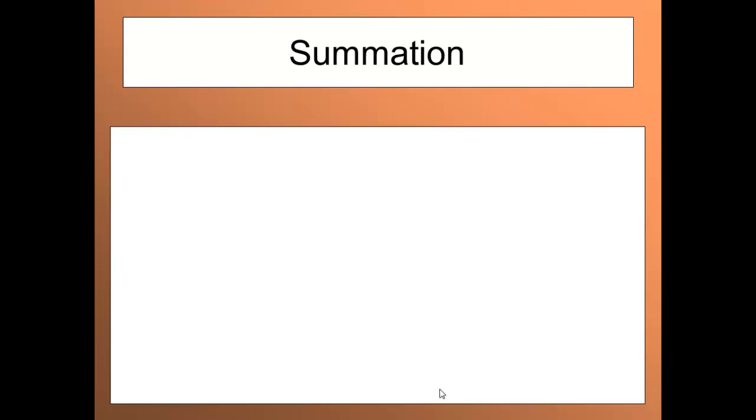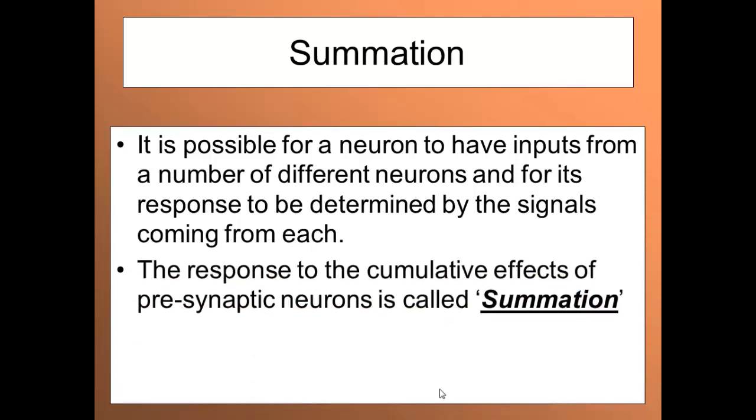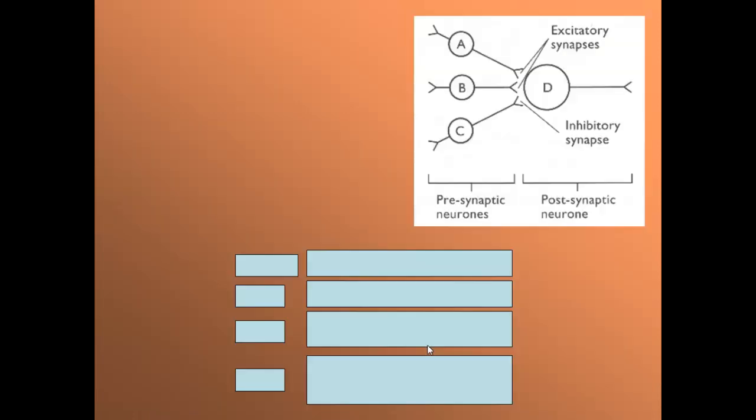Well, on to summation then. Now, it's possible for a neuron to have inputs from a number of different neurons. This is one of the great advantages of having synapses, and therefore the response in this postsynaptic neuron can be determined by the signals coming from these different neurons. And this effect is called summation.